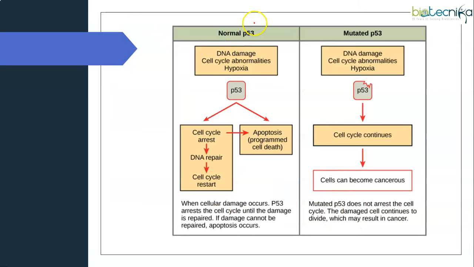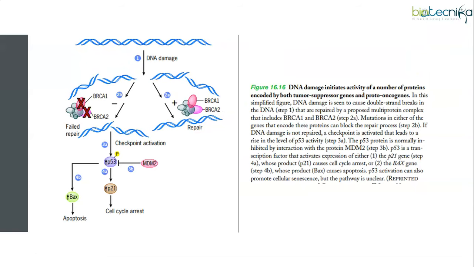See, this is the normal functioning of P53 gene, whether we have a DNA damage, cell cycle abnormalities or hypoxia. Either it can cause cell cycle arrest, leading to recruitment of repair machineries, then restore the cell cycle. Otherwise, directly activate the apoptosis if the damage is too severe. But if we have a mutated form of p53, no matter what is the condition, cell cycle proceeds, making it cancerous. Let's take an example of this.